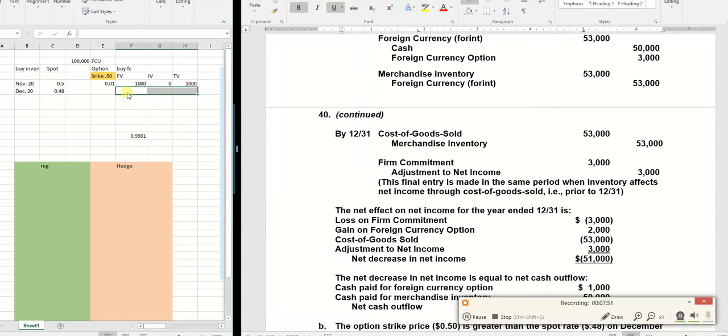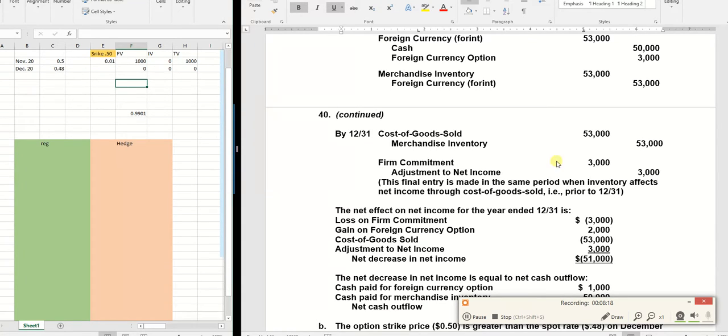Now when I go to December 20th, I know my time value is 0 because that's the settlement date. So now I'm going to fill in my intrinsic value first. Would I rather buy my foreign currency for 50 or 48? And the answer is I'd rather buy it for 48. So this intrinsic value is 0. It cannot go below 0. So 0 plus 0 is 0. Okay?